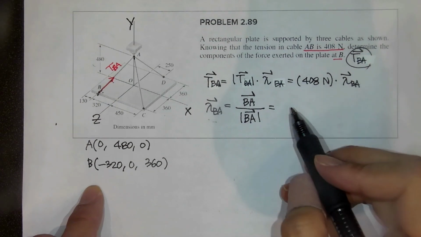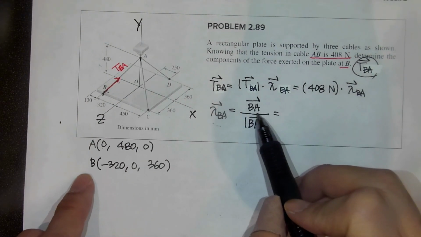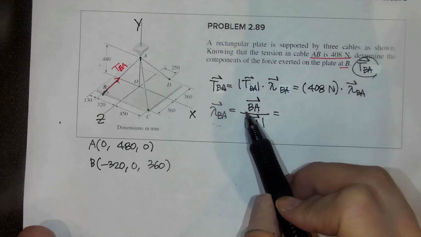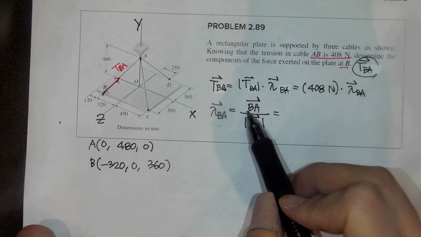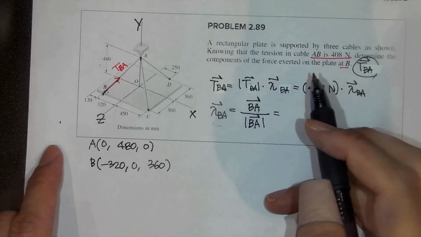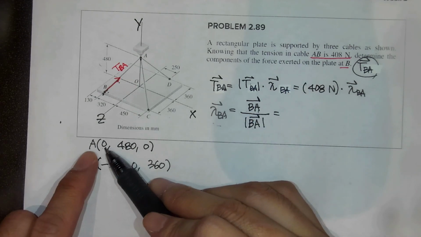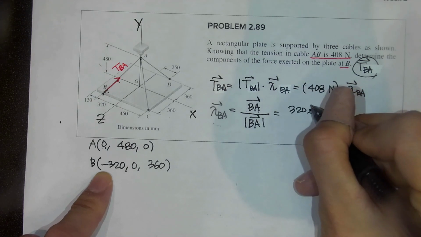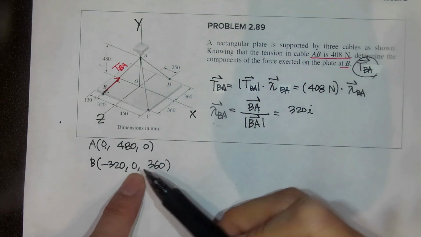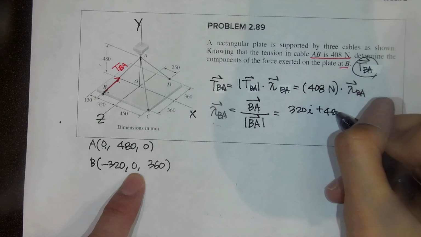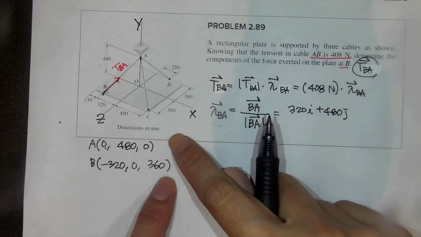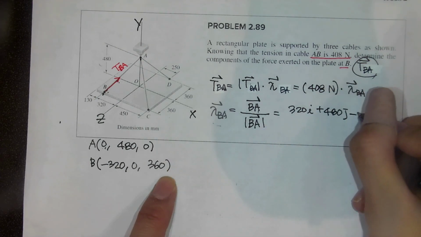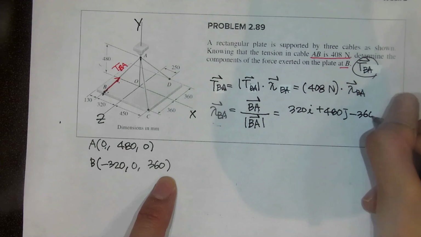And then now BA vector is XA minus XB, right? And then YA minus YB J, right? So this minus this, so 320I. And then this minus this, 480J. And then this minus this, so minus 360K.